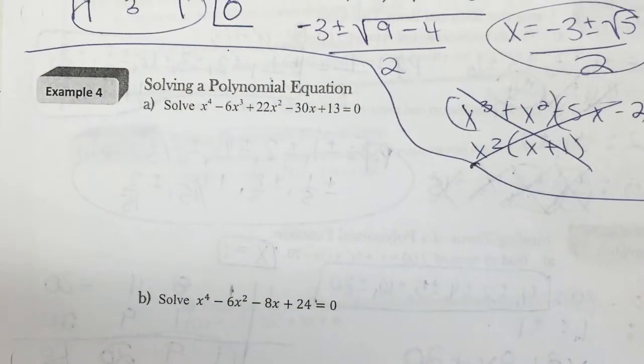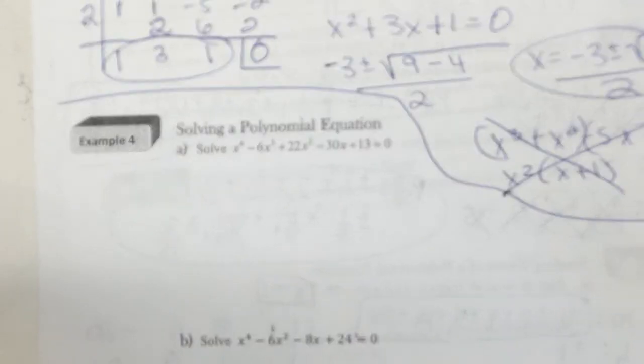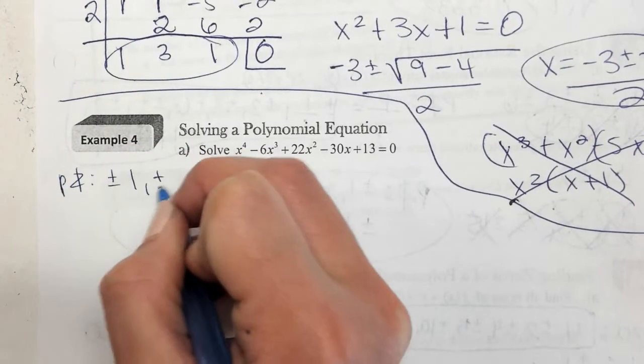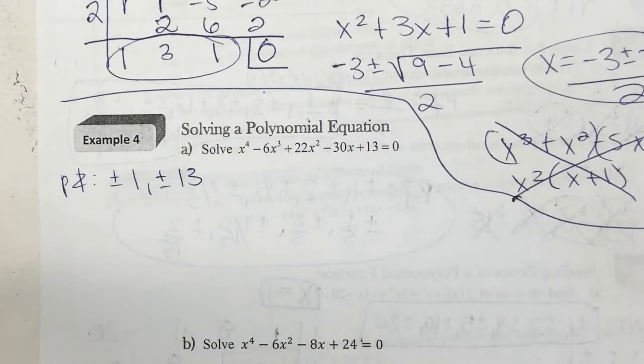Alright, on this one, what are the possible zeros? Just 1 and what? 13. Go ahead and see which one will go into that. I would start with 1. Start with 1, see if that'll go into it. Yes, 1 goes in it.